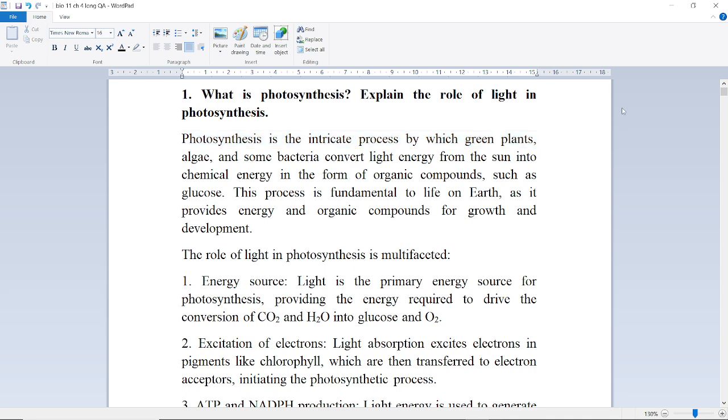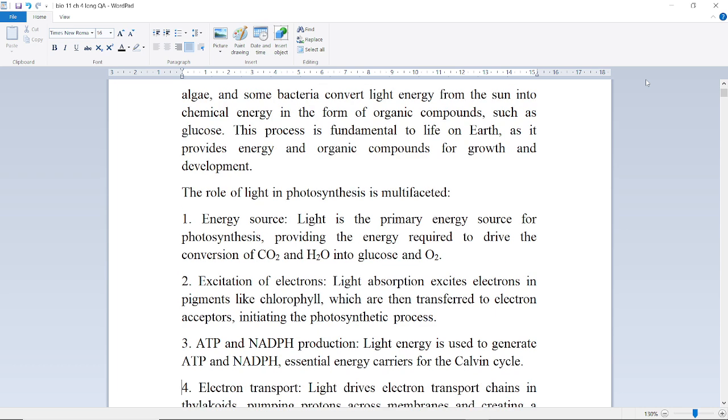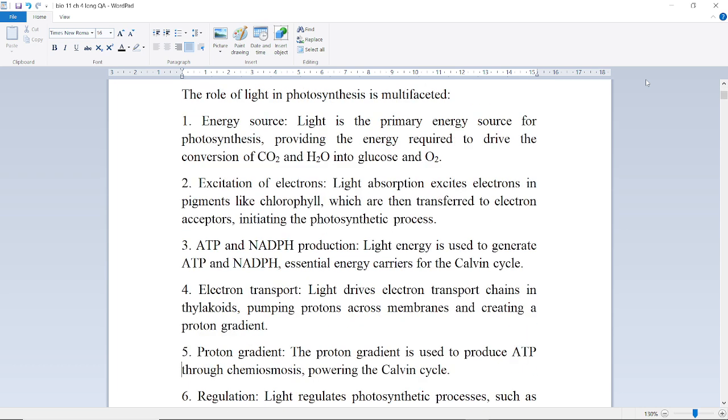Photosynthesis is the intricate process by which green plants, algae, and some bacteria convert light energy from the sun into chemical energy in the form of organic compounds such as glucose. This process is fundamental to life on Earth as it provides energy and organic compounds for growth and development. The role of light in photosynthesis is multifaceted.